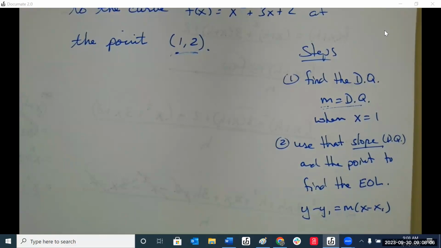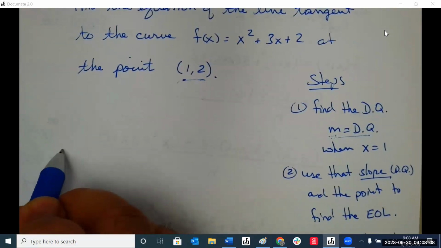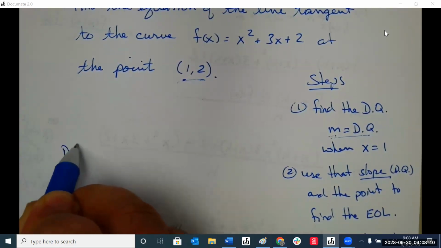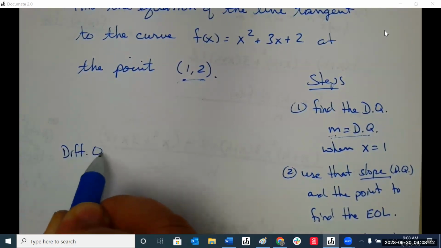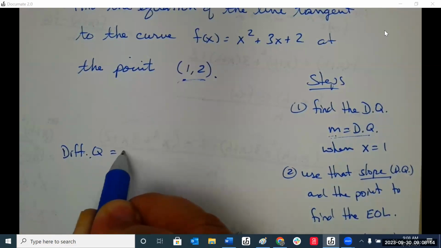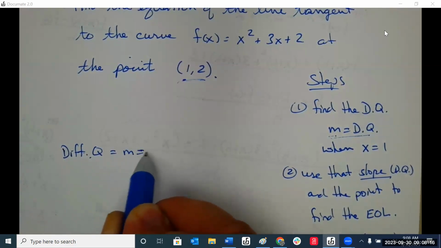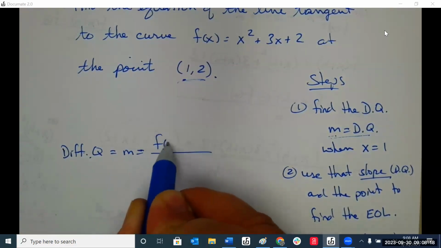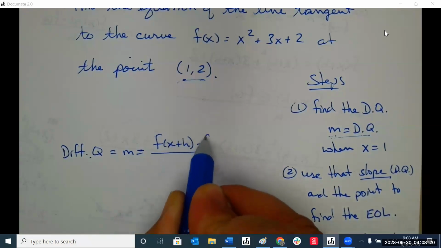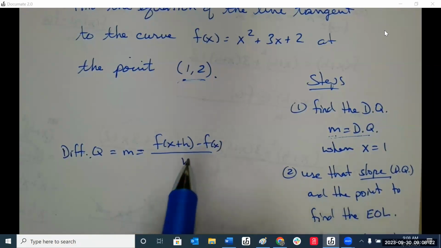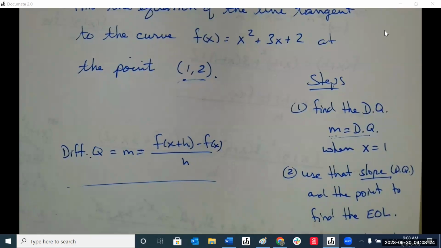Remember, the difference quotient is the slope, is f of x plus h minus f of x over h. All these mean the same thing. At the x of the point you're given.